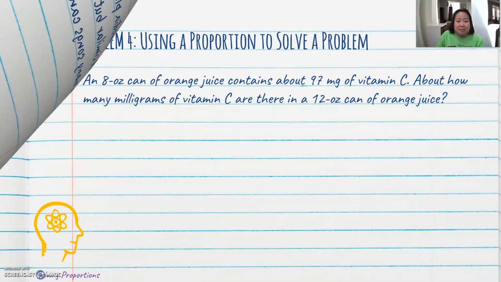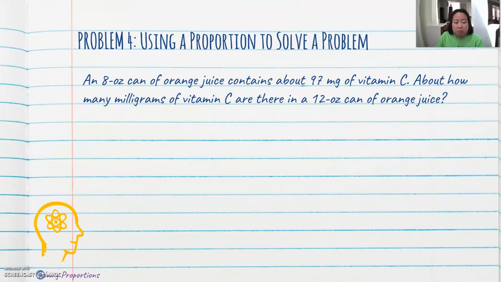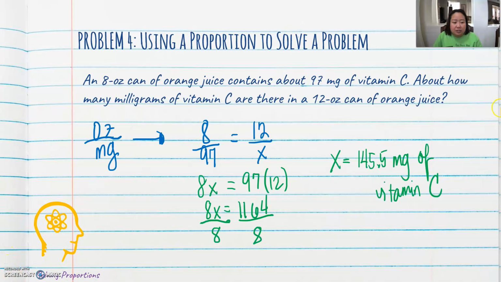All right, so I would like you to try this next problem on your own. Again, be very careful setting up your proportion. Make sure the order of the quantities is consistent. Okay, go ahead, try this one out. As you can see with this problem, you can have the order of your quantities set up as ounces over milligrams. So make sure that the ratios are consistent, and you will see that the number of milligrams of vitamin C for the 12-ounce can is going to be 145.5 milligrams.